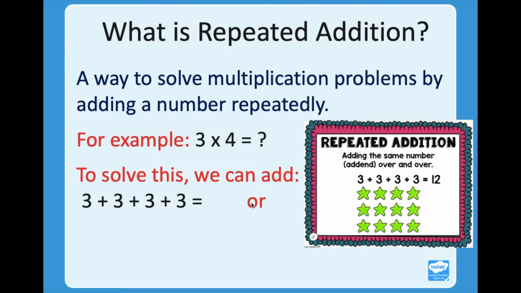Or I can switch it around and I can add 4 3 times. 4 plus 4 plus 4. Because whatever number I add, the other number tells me how many times I should do it. It doesn't matter which way I pick when I do repeated addition because the answer will still be the same, 12. So if this question had 3 groups of 4, I would do 4 3 times.